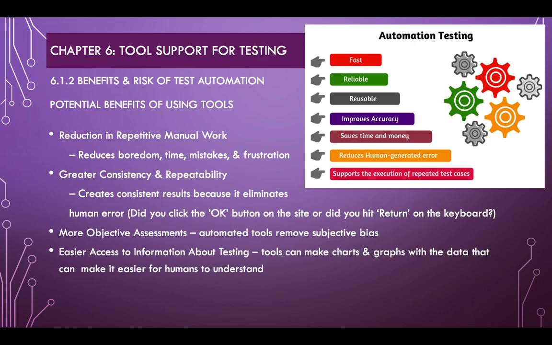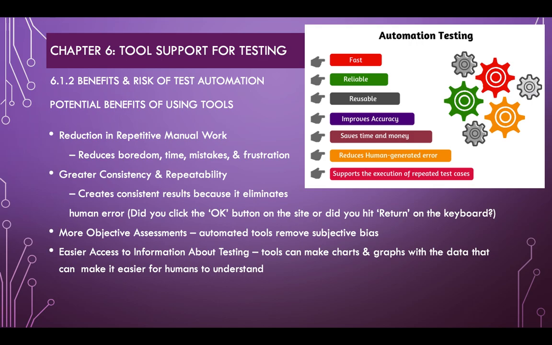6.1.2, benefits and risks of test automation. I want to take a second here because in the book, it gives benefits a really small section, and then it gives the risks a huge section. But that's because the benefits are so obvious, and it is so tempting to use so much automation. But there are a lot of risks, and they need to be considered when you're starting a company or when you're starting to use testing in a company.